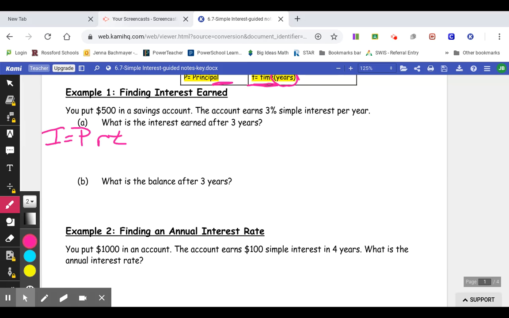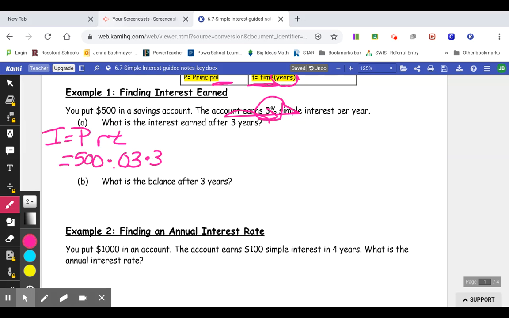It says you put $500 in a savings account. Because you are starting with that, that is your principal amount. That is what you're putting into the account. So where you see your P, you are going to put 500. Your rate is the 3%. So I'm going to multiply that as a decimal, 0.03. Then I'm going to multiply it by time. And again, we have to remember that our time was in years. So I'm going to multiply that by 3. So I have 500 times 0.03 times 3 years.